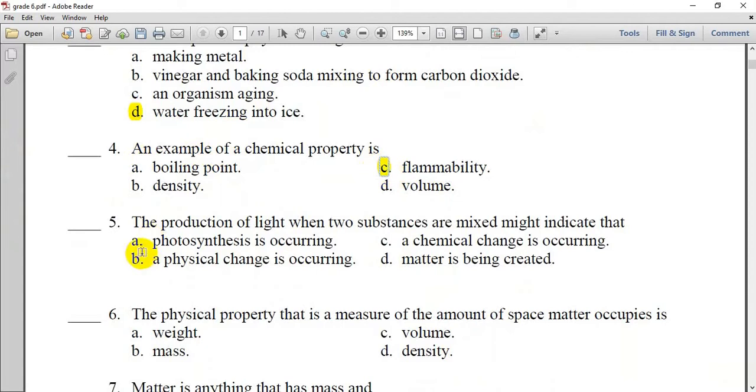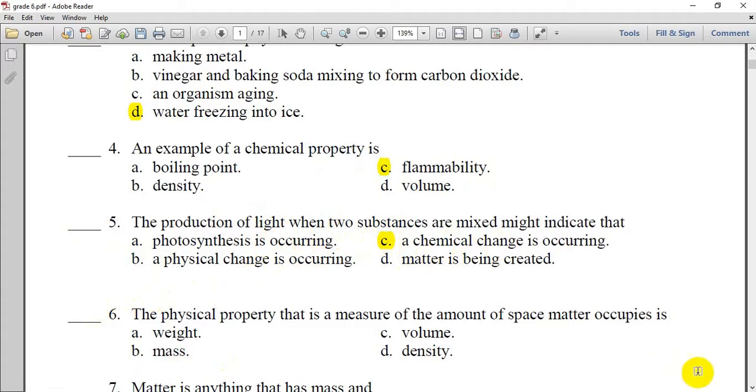Question 5. The production of light when two substances are mixed. As we said before, light is also a form of energy. So releasing light is also a chemical change. So we will choose letter C.